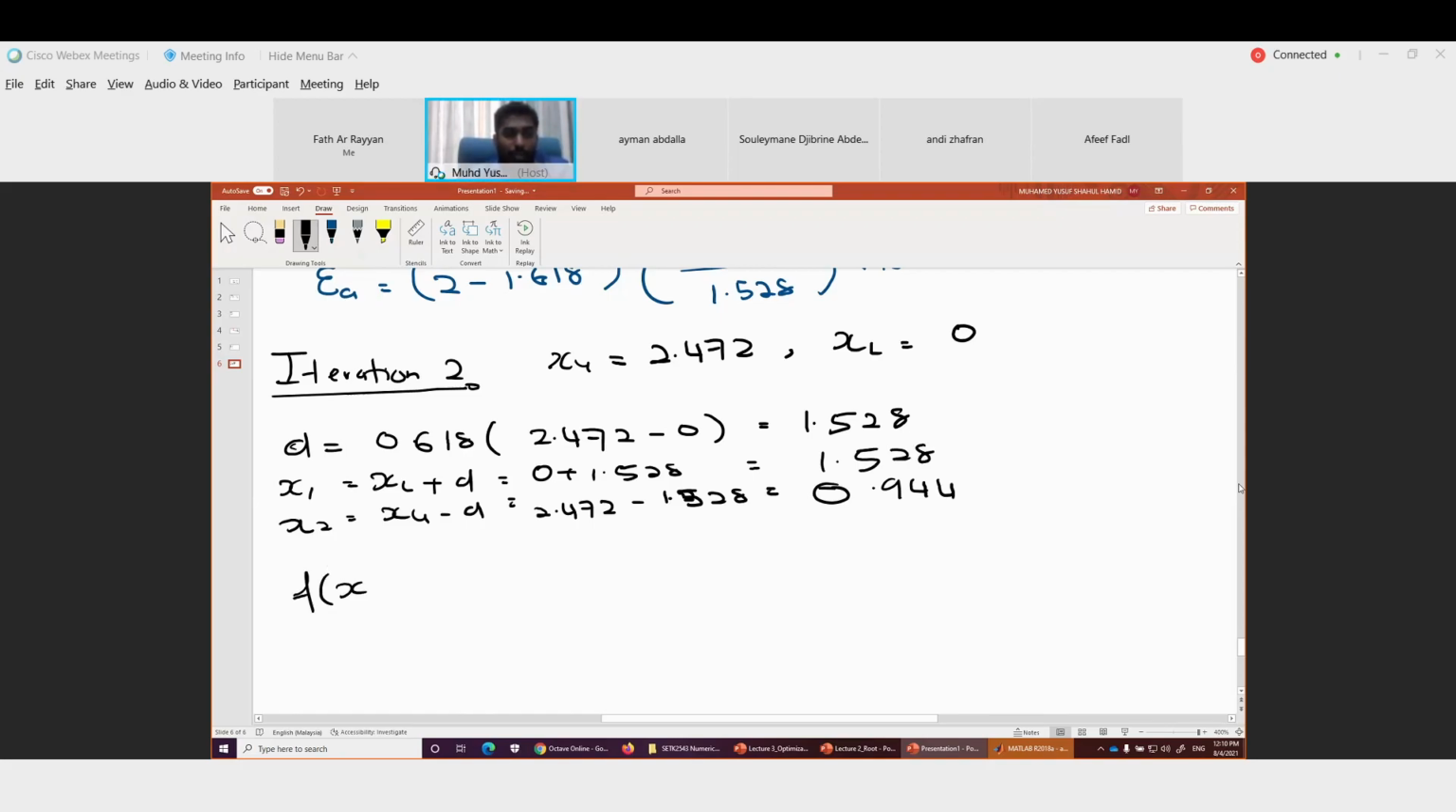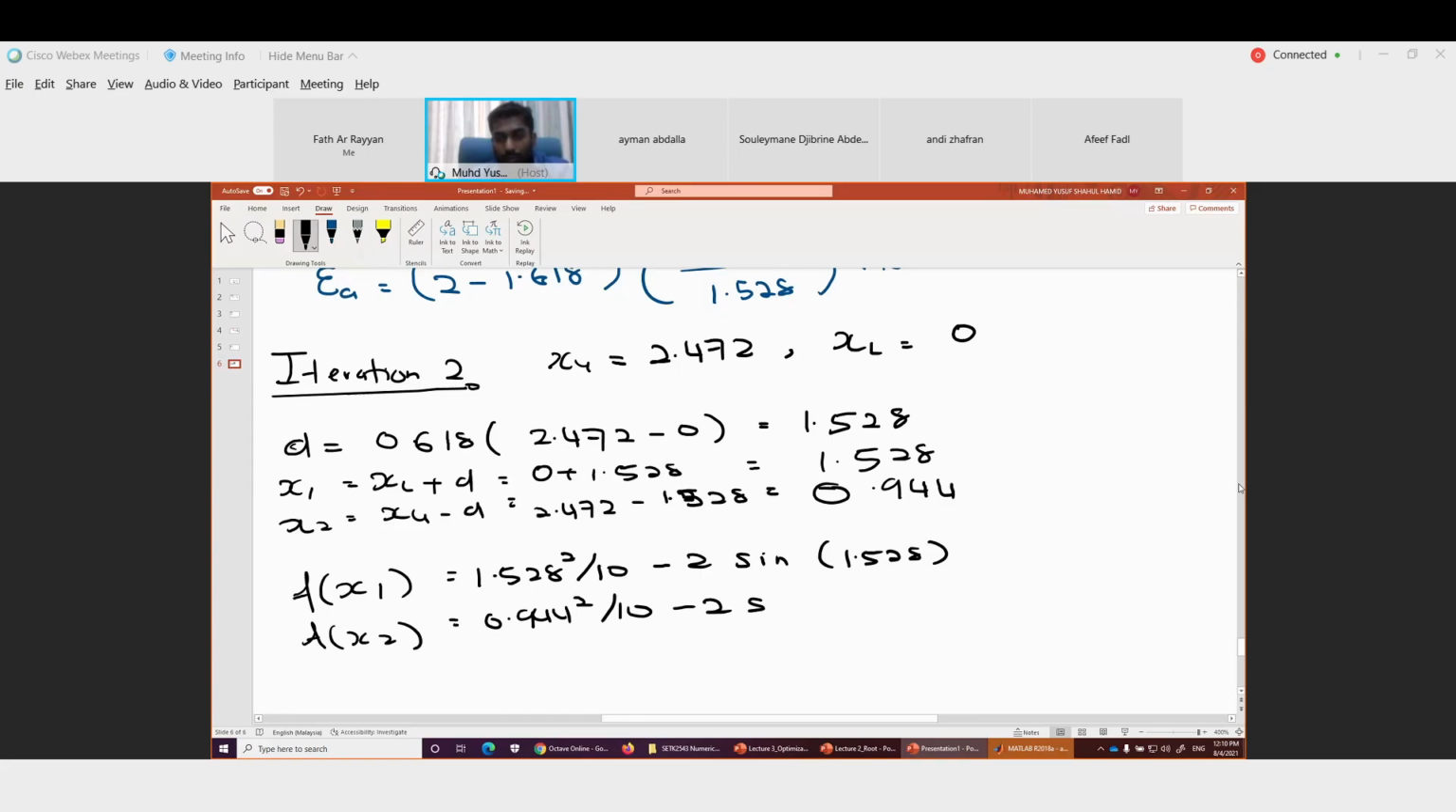Okay, the same thing, you need to find the function of x1 and also the function of x2. Just plug the numbers back into the formula that we have. The formula is x squared divided by 10 minus 2 sin x. So for 1.528, that is 1.528 squared over 10 minus 2 sin 1.528, and for 0.944, it is 0.944 squared over 10 minus 2 sin 0.944. From the solution that I have, this one is actually minus 1.765 and this one is minus 1.531.